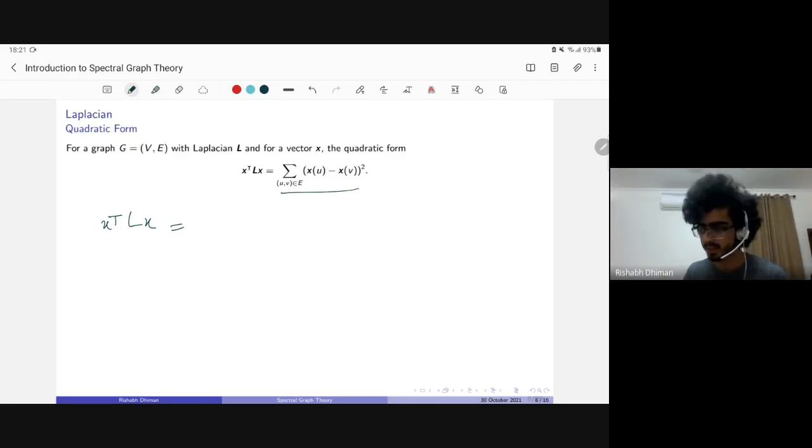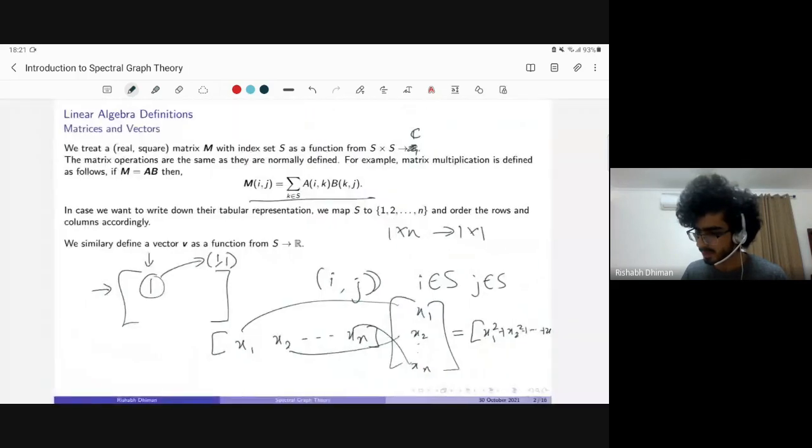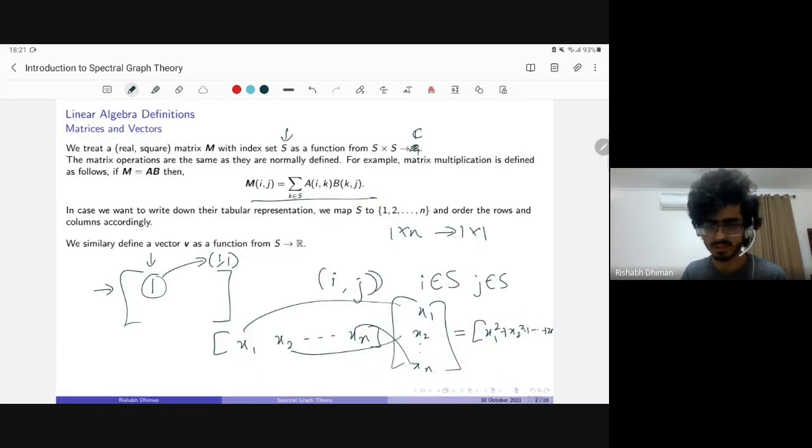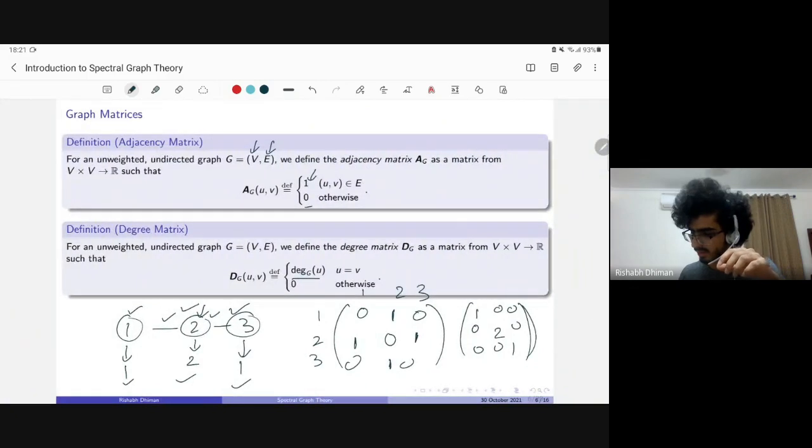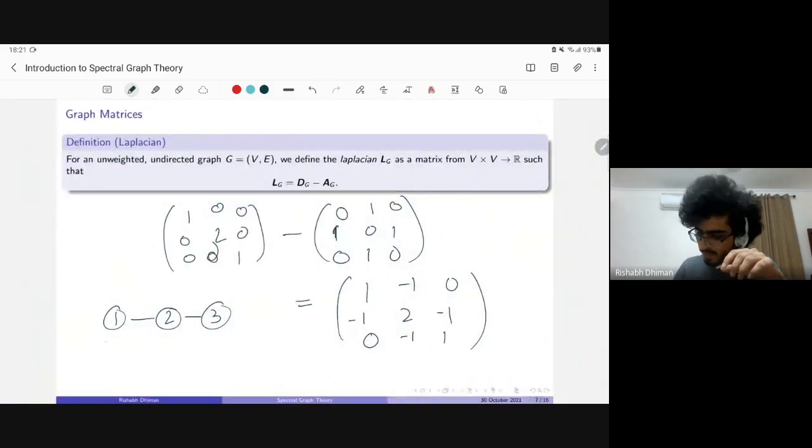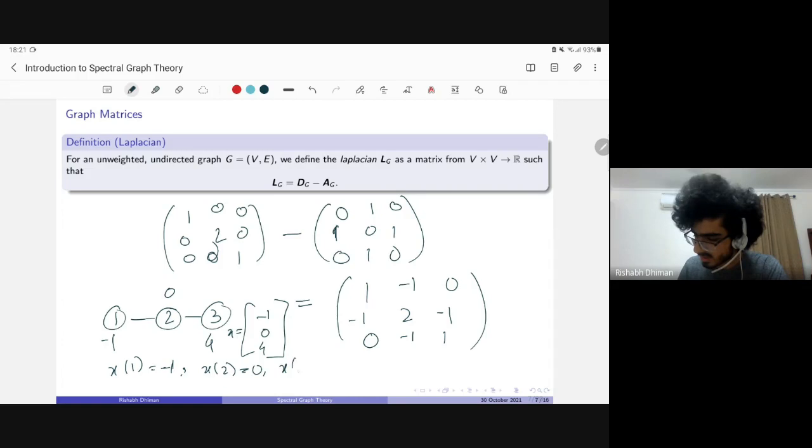Let me go back here. What I defined was in terms of some index set. You define the index set to be the set of vertices, so each vertex has some value associated with it in the vector. For example, you might have a -1 here, a 0 here, a 4 here. Then the vector will be -1, 0, 4. If you call this x, I'll say x1 is equal to -1, x2 is 0, and x3 is 4.